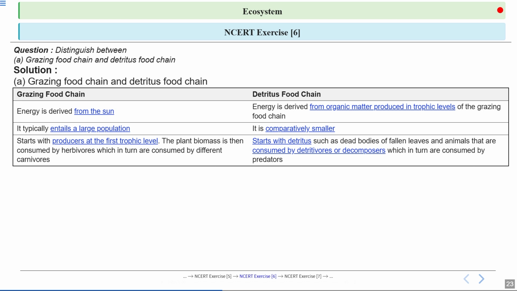Okay. Now, in contrast, the detritus food chain gets its energy from dead organic matter such as fallen leaves and animal remains. It starts with decomposers and detritivores like fungi and earthworms, which break down this material and are then eaten by other organisms. While this chain is comparatively smaller, it is responsible for a huge amount of energy flow in terrestrial ecosystems, acting as a vital recycling system that returns nutrients to the soil for use by the producers.